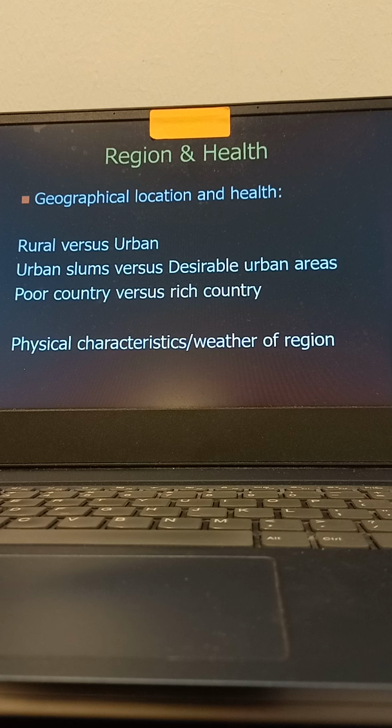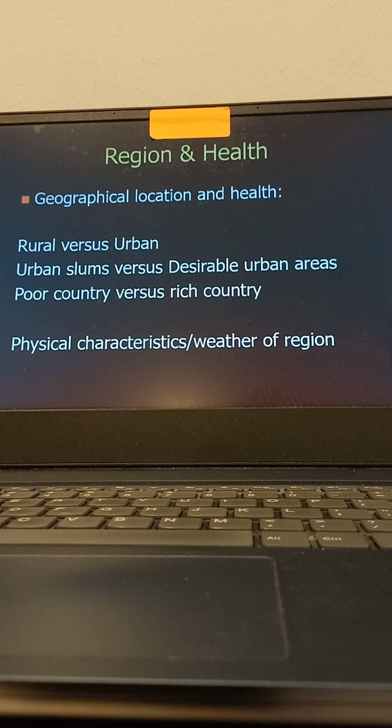Region and health, geographical location and health. Do people live in rural areas, urban areas? Do they live in urban slums, or do they live in desirable high-income areas? Do the people come from a poor country, or come from a rich country, and what are the physical characteristics and weather of a region? So in the early days of industrialization in Europe, urban health was much worse than rural health because people were living in the slums and bad working conditions and so on, right?